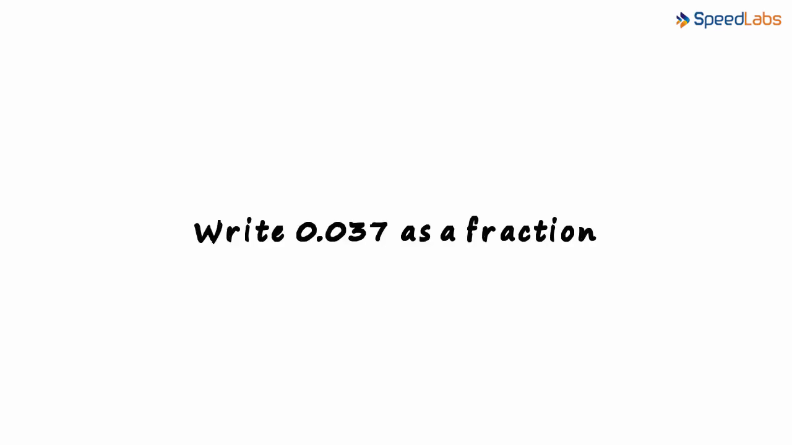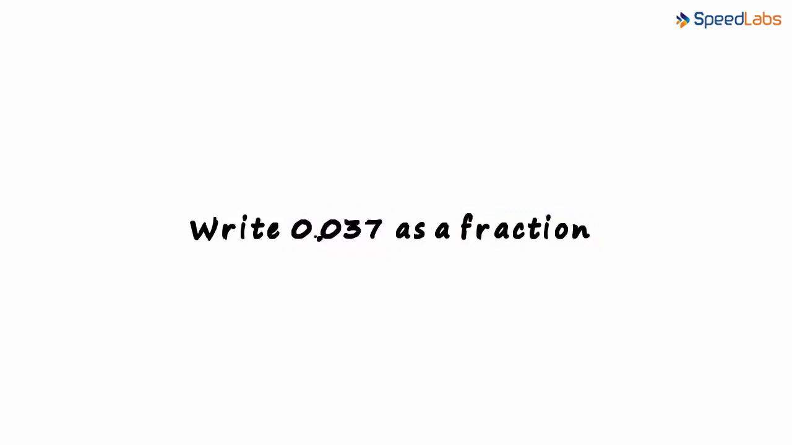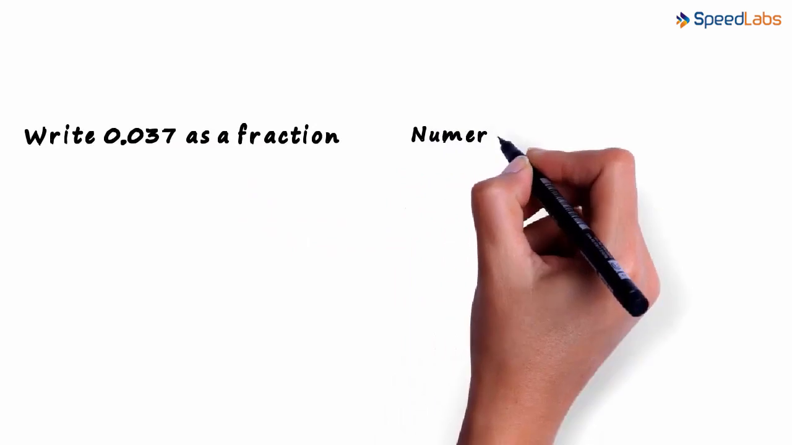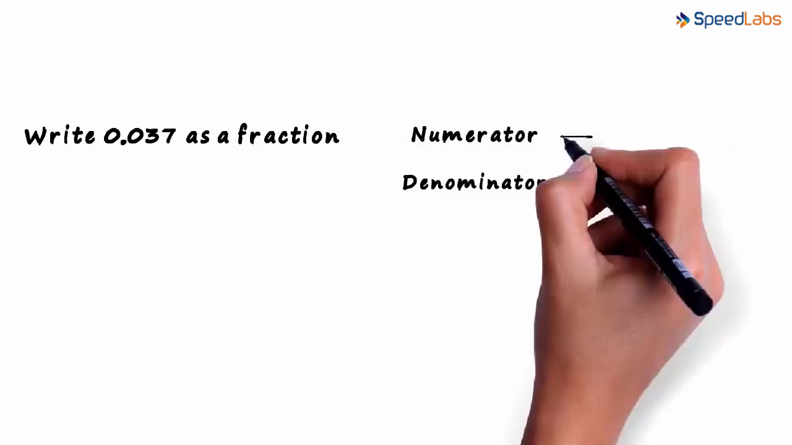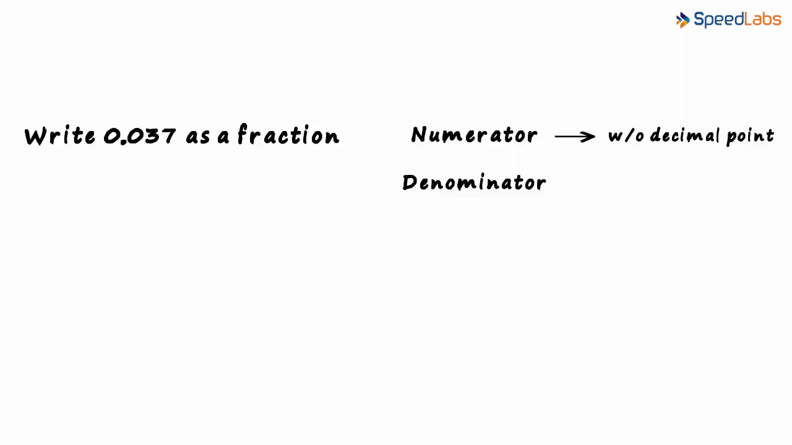How do we write 0.037 as a fraction? Here, we will try to see how we can write decimal fractions as fractions. To write it as a fraction, there are only two things we need. First, the numerator, and second, the denominator. Writing the numerator is extremely simple. We just write the decimal fraction without the decimal point.